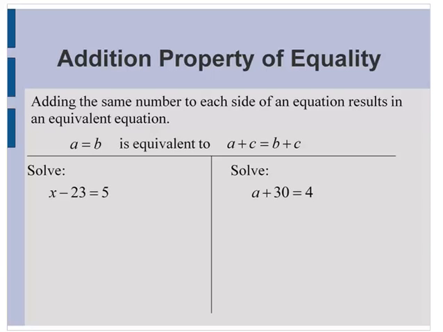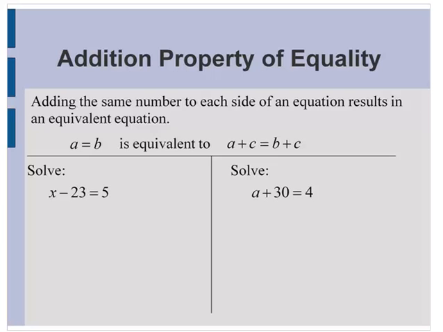So now we can go into some properties that we can use to help determine the solutions of equations without necessarily having to check a whole bunch of numbers. The first property is called the addition property of equality. Basically what it says is, adding the same number to each side of an equation results in an equivalent equation. We are allowed to add the same number to both sides of an equation without unbalancing the equation.